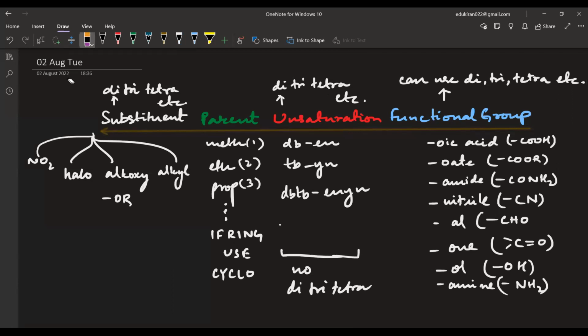So I am saying if there is no double bond, and there is no triple bond, then we use the word AN. And if you have AN, then di, tri, and tetra is not used. Got it, Nabil?